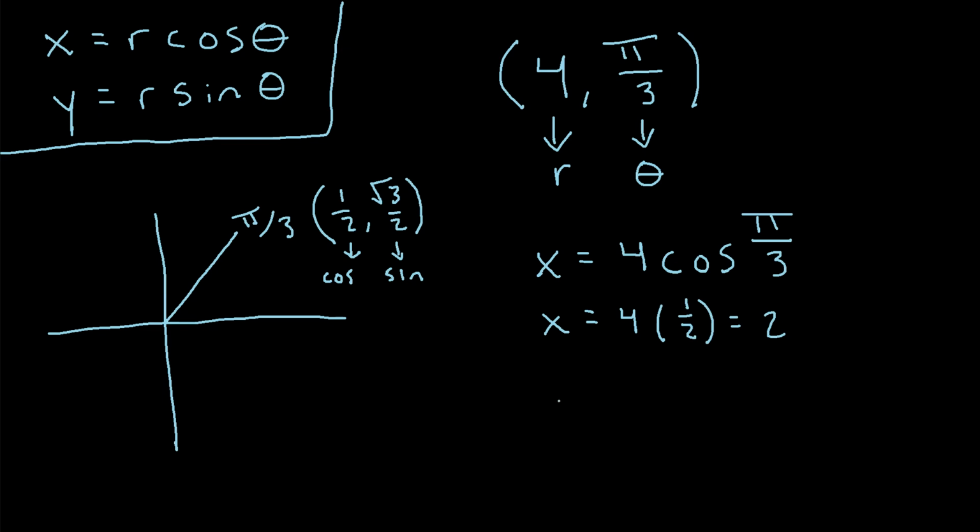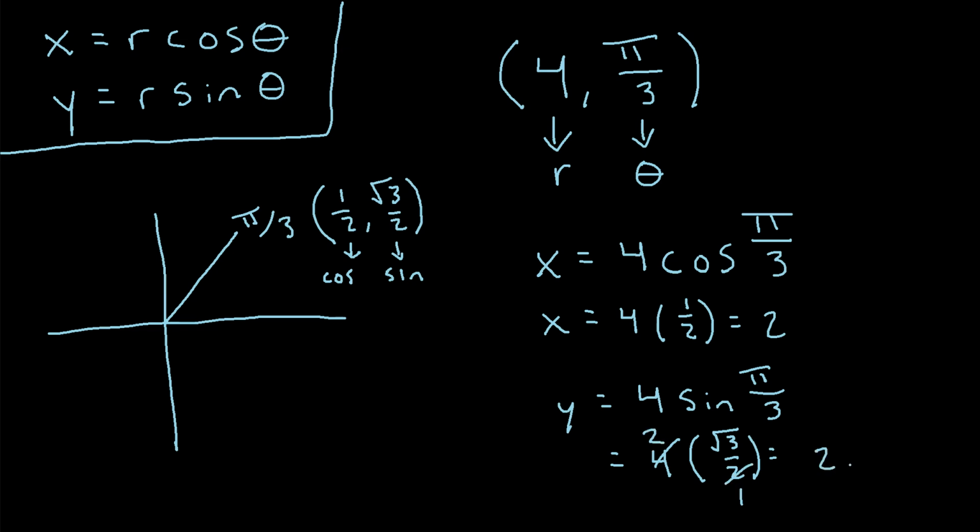Similarly, for y, we can say y is equal to r, so r is 4, times the sine of theta, or the sine of pi over 3. We just said the sine of pi over 3 is square root 3 over 2. So we get 4 times the square root of 3 over 2. If we multiply these, the 4 and the 2 can be reduced to a 2 and a 1, so we just get 2 root 3.